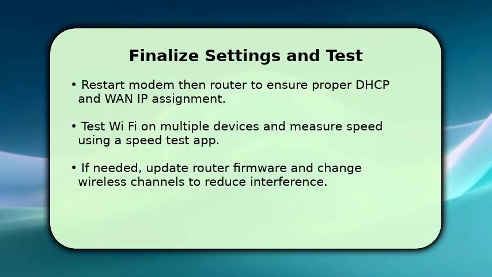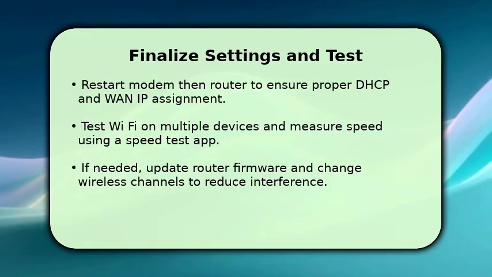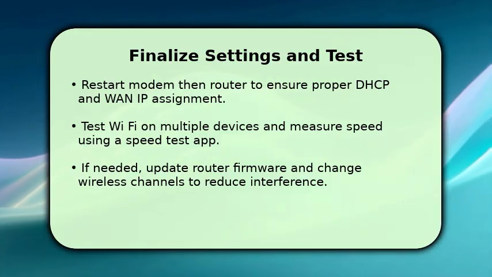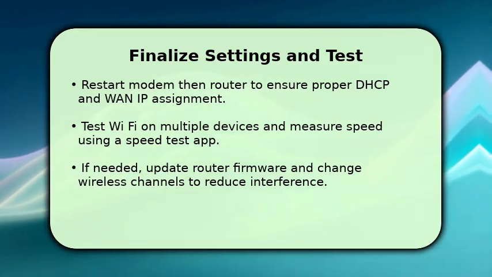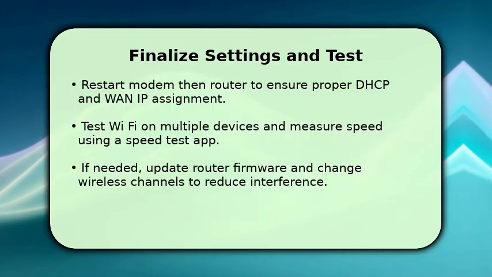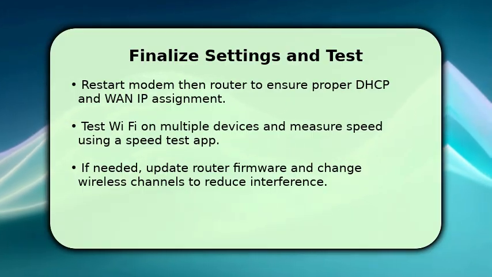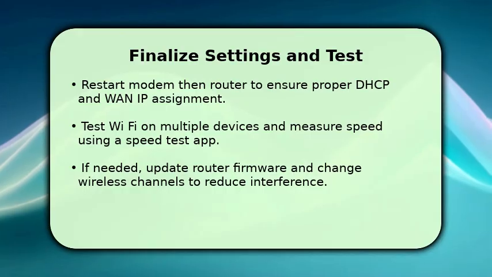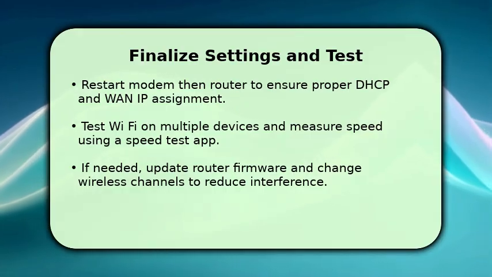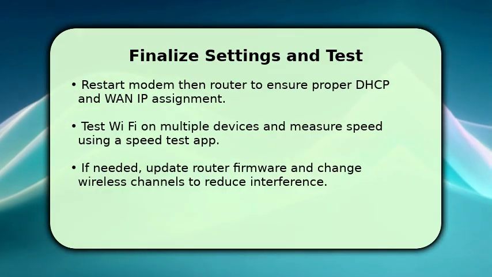After saving settings, restart the modem, then restart the router to ensure proper DHCP and WAN IP assignment. Verify the router shows a public IP and internet status in its status page. Test Wi-Fi connectivity on multiple devices and measure speed using a speed test app to confirm expected throughput.